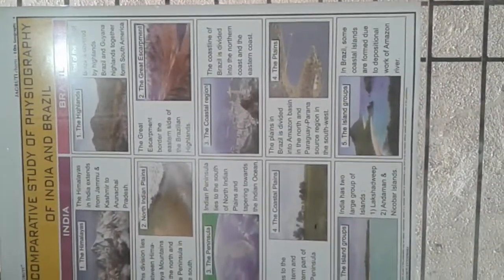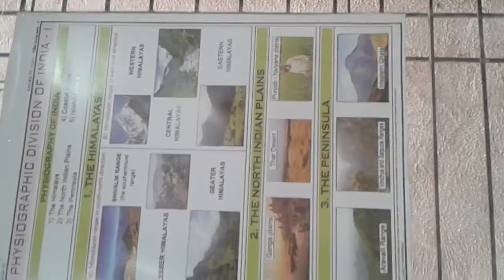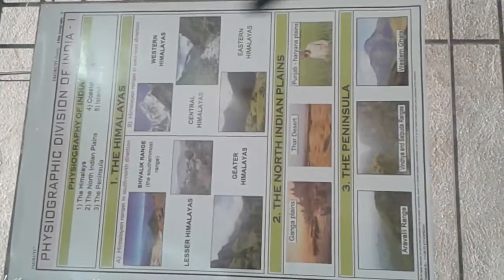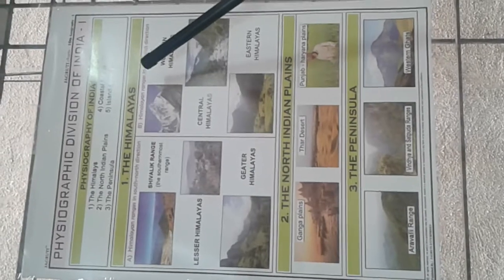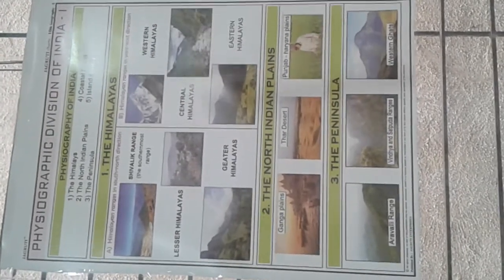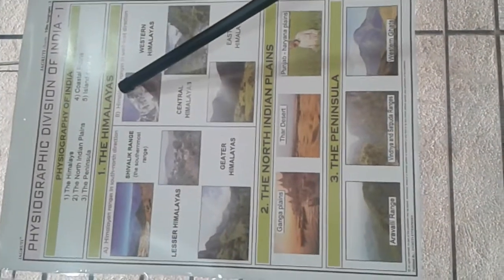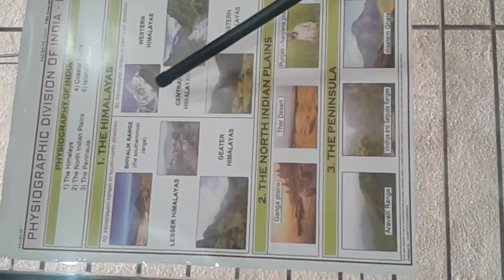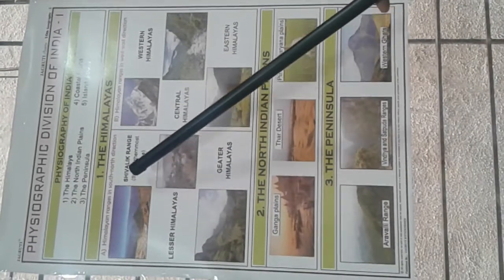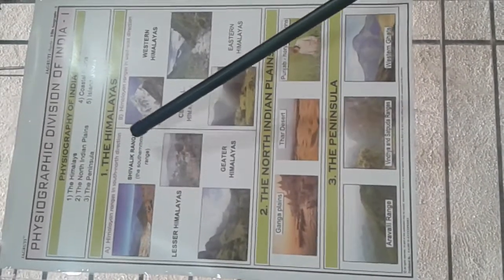So to start with, the first physiographic division is the Himalayas. The Himalayan range runs in the south-north direction.